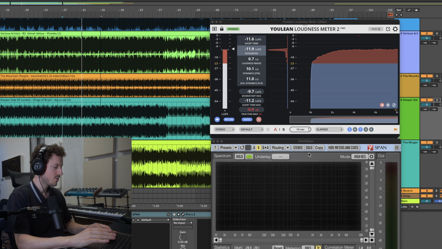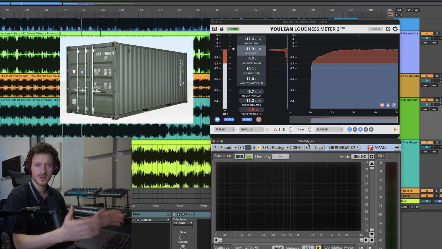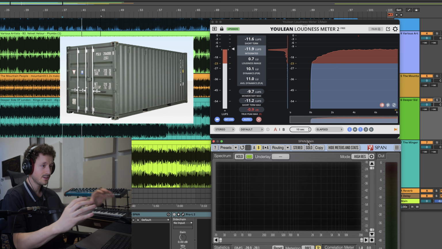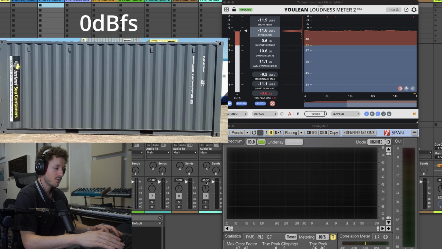So really quick, for RMS, I kind of like to use an analogy of a container, like a shipping container. It has like its fixed dimensions. You can stuff some things in there. And the ceiling of this container is very clear in digital audio. That's 0. So that's the 0 you have right here.